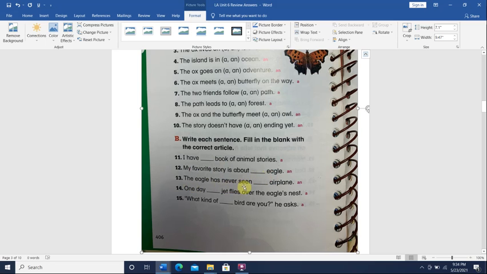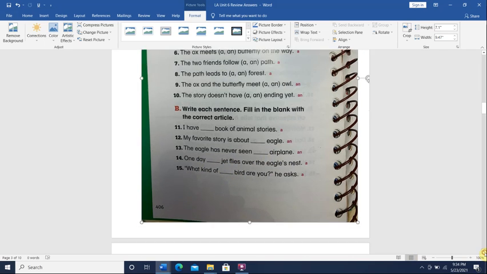The eagle has never seen airplane. The eagle has never seen an airplane. One day, jet flies over the eagle's nest. One day, a jet flies over the eagle's nest. What kind of blank bird are you? What kind of a bird are you? He asked. Okay, I hope that was pretty easy.